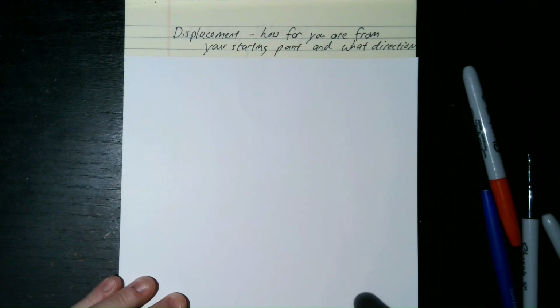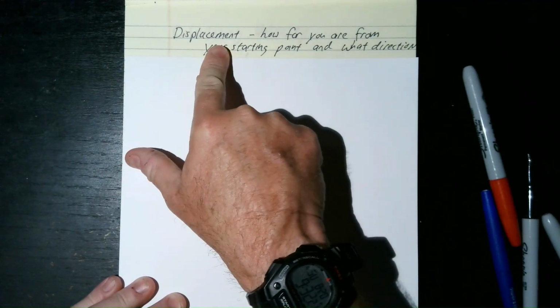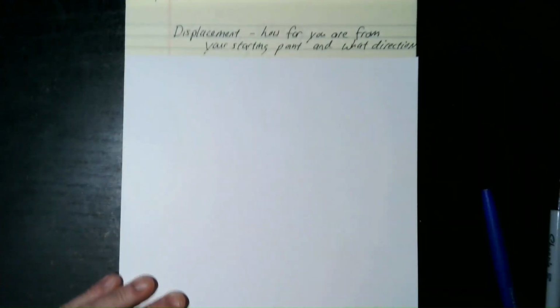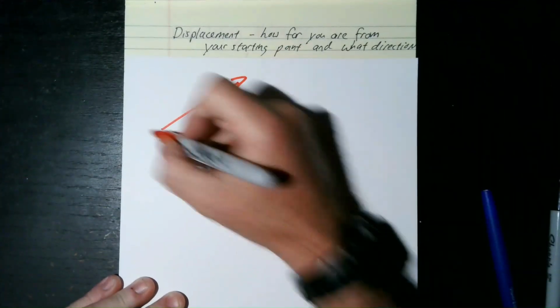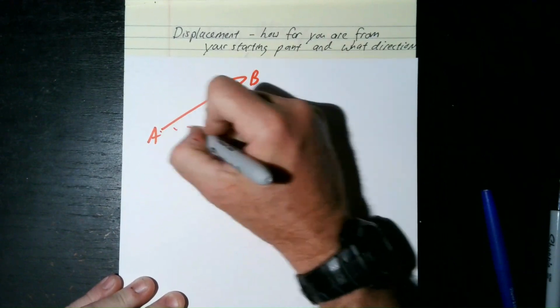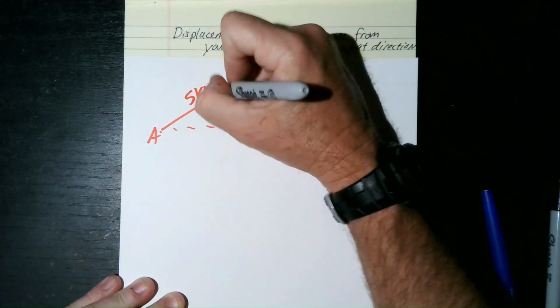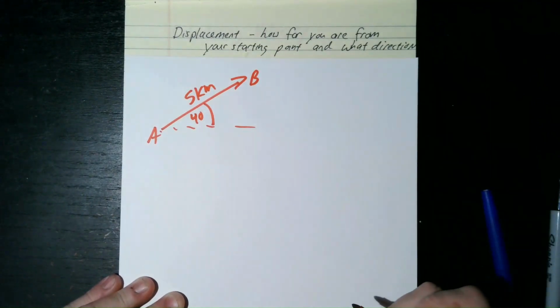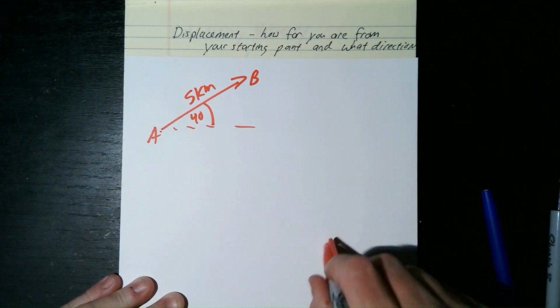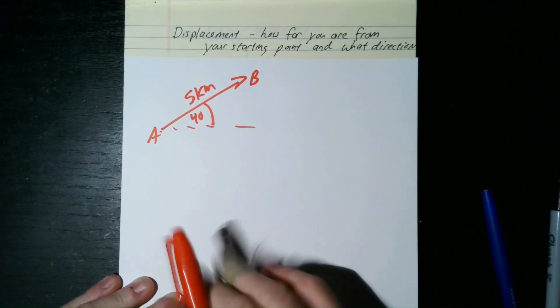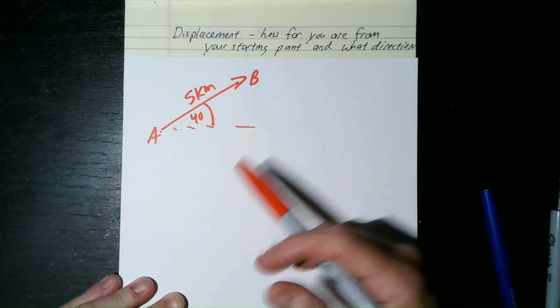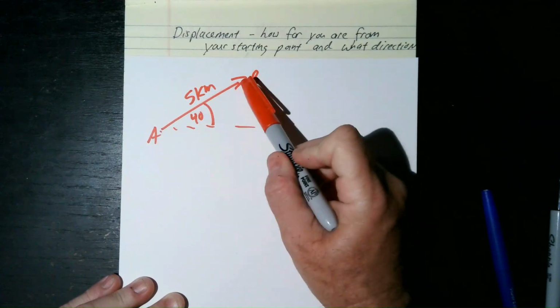So we've been describing motion with this term displacement, which we know is how far you are from your starting point and in what direction you have gone. We said somebody moves from point A to point B, and they're 5 kilometers from where they started, and they traveled northeast at an angle of 40 degrees. That tells us where they wound up from where they started. What it doesn't tell us is how they got there. What was their trip like? How did they move from point A to point B?